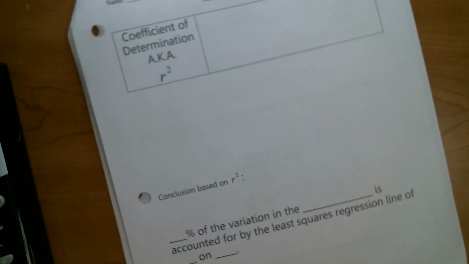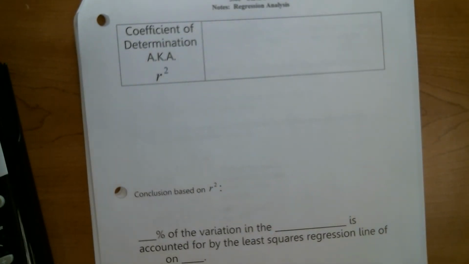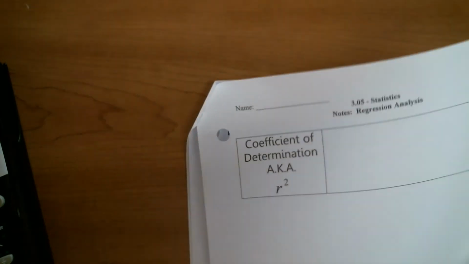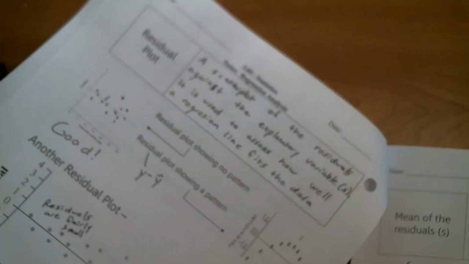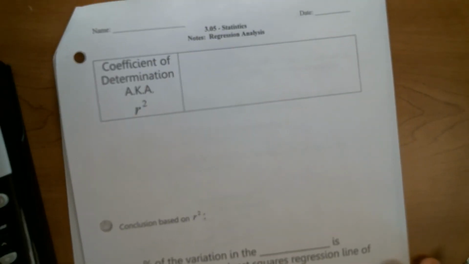All right, last tool here that we have to measure the success of our regression equation, because that's really what we've been doing here. The residual plot, the standard deviation of the residuals, all of that is a way of measuring our model, and measuring how good of a job it's doing.